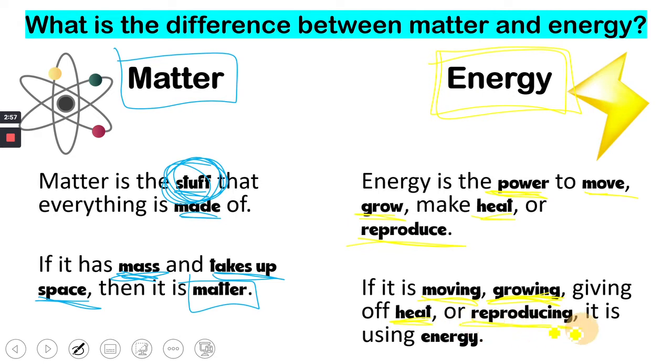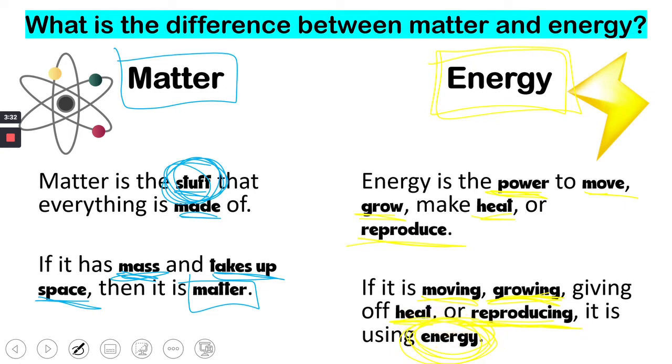Or is something reproducing? Now, reproducing means making copies of itself. So those bean seeds that we planted earlier, the bean plant grew and it made the seeds, and we can plant those seeds to make a new bean plant. The bean plant reproduces by making seeds. Our consumers reproduce by having babies. They lay eggs or they give birth to live young. And our mold, we learned, reproduced by sending out spores. So if something is moving, growing, giving off heat, or reproducing, it is using energy.